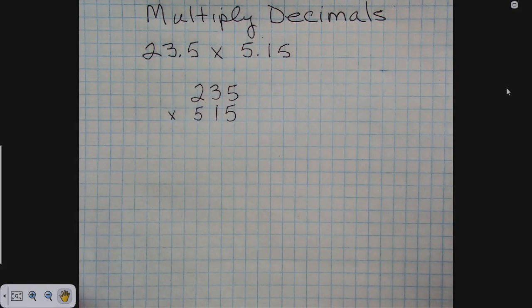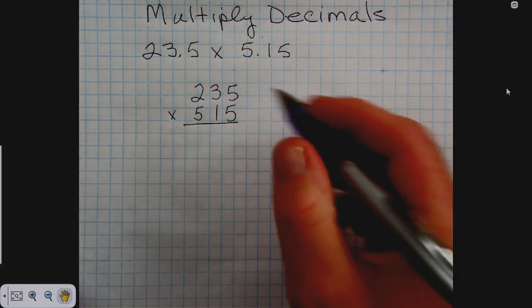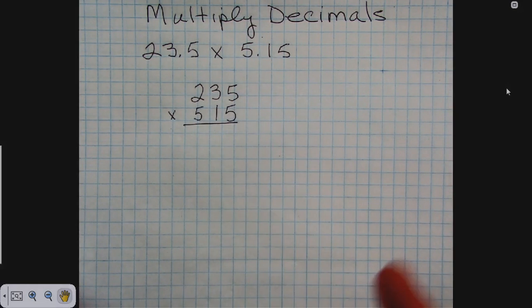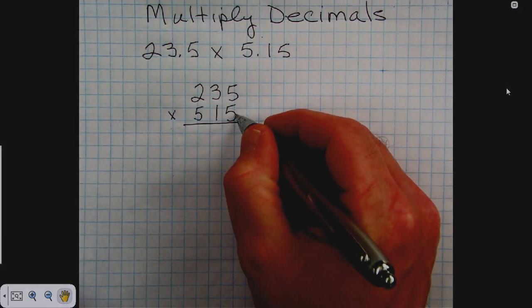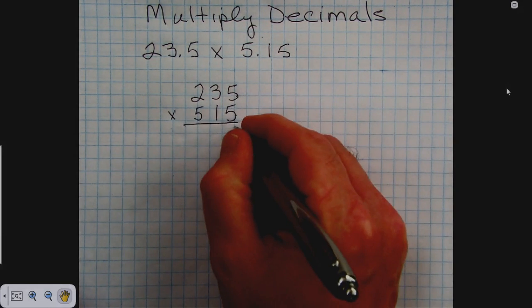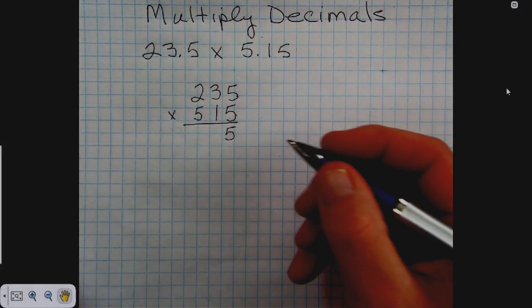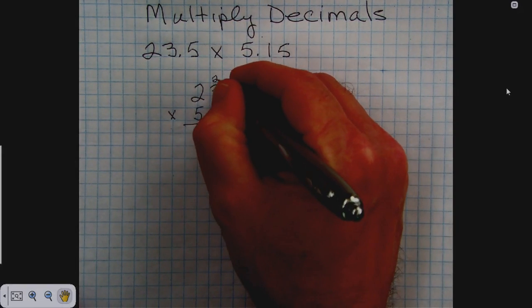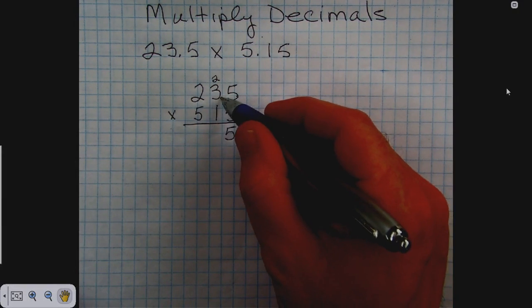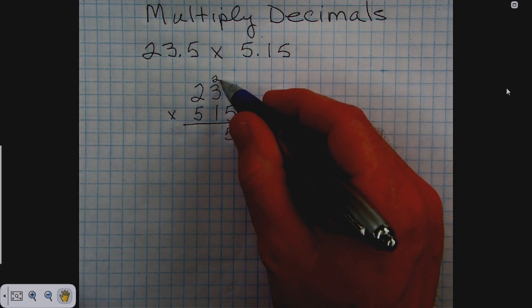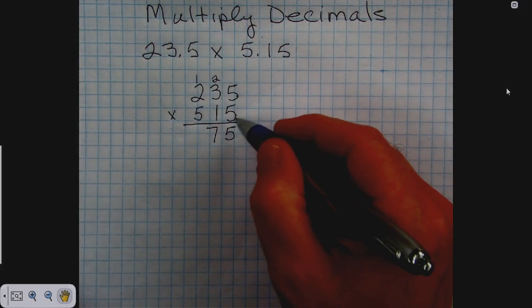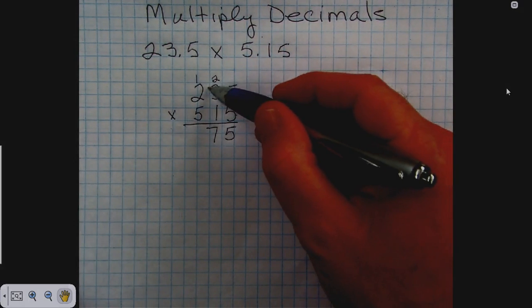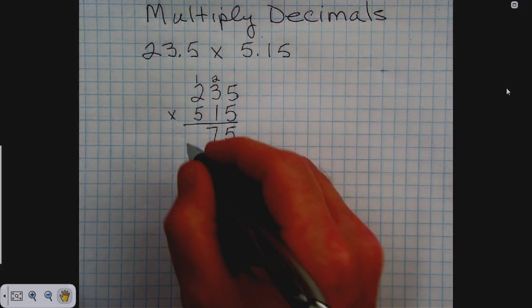So what I do is just multiply this as if there were 2 whole numbers. This will help you remember how to do this. I go 5 times 5 is 25, and then I carry the 2. 5 times 3 is 15, plus 2 is 17, carry the 1. 5 times 2 is 10, plus the 1 is 11.